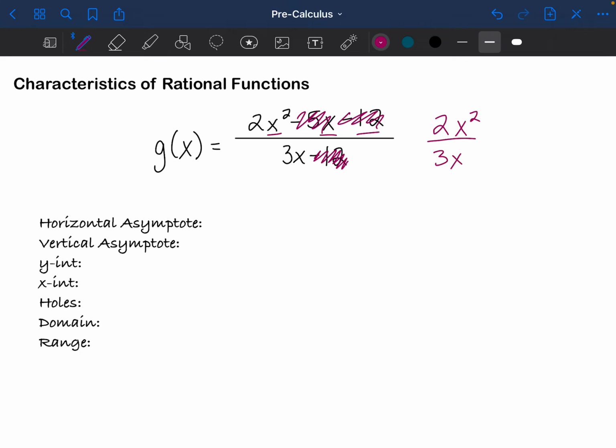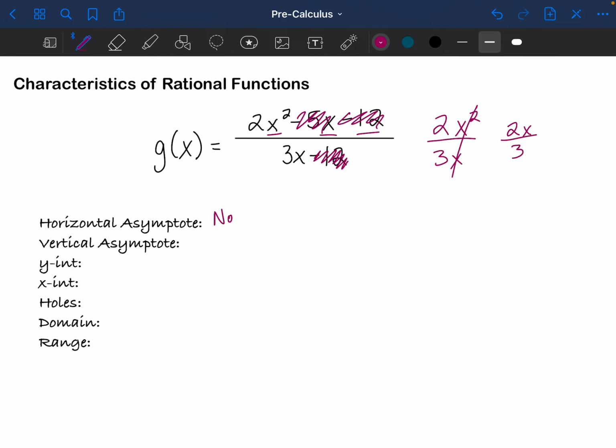Now that I just have this fraction, we can cancel out one of the x's, and we're left with 2x over 3. If x gets really, really big, we're plugging in a million, a billion, a trillion, this is going to keep growing and growing. So it's going to go off to positive infinity, and as x approaches negative infinity, y will approach negative infinity. So for the horizontal asymptote in this case, we don't have one.